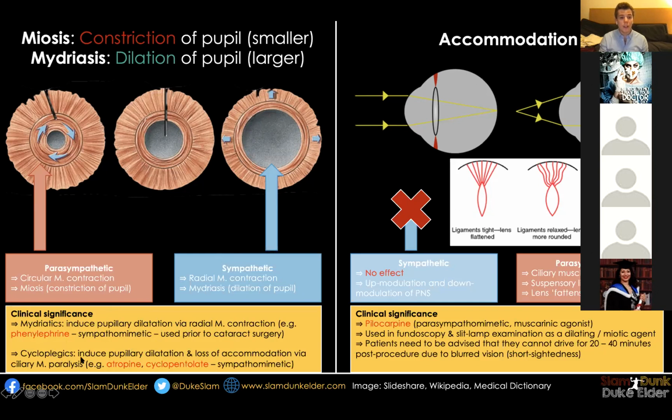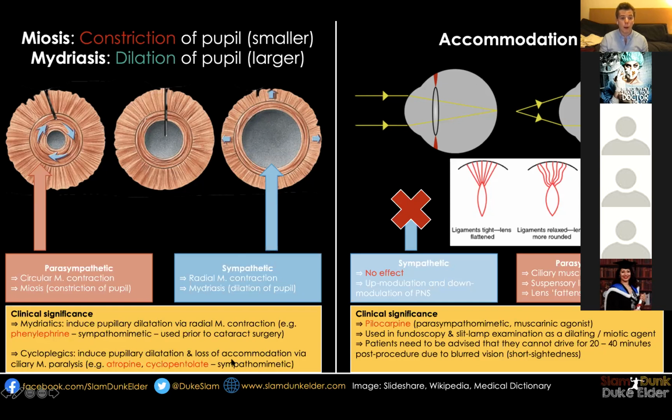Cycloplegics basically induce pupillary dilation and they lose accommodation, which we'll talk about here. There are the sympathomimetics, which mimic the sympathetic nervous system, and then there are drugs that induce dilation through blocking the parasympathetic. So this one is a direct agonist. Phenylephrine is an alpha/beta agonist, whereas atropine and cyclopentolate are anti-muscarinics.